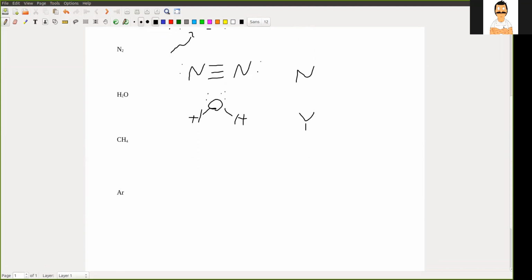Methane is also a greenhouse gas. It has 5 atoms all told, 4 hydrogens off of the central carbon, and they can all vibrate. So this is a yes. And argon is just by itself, so it's a no.